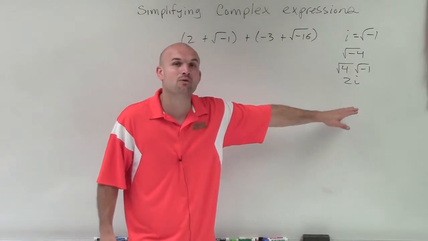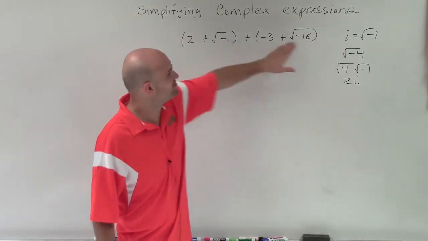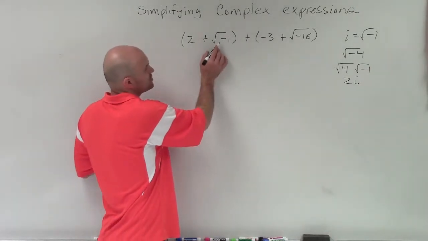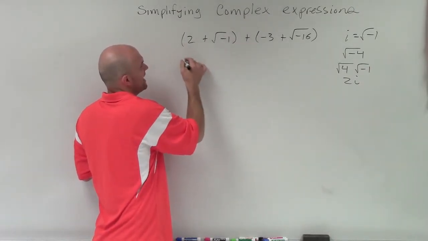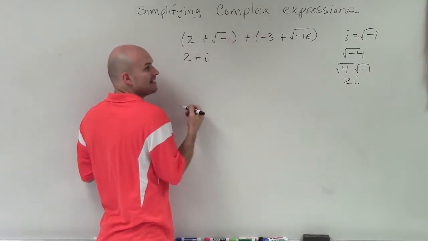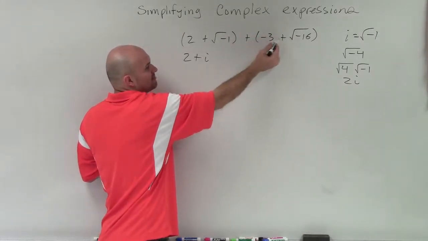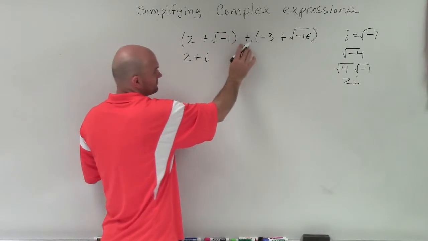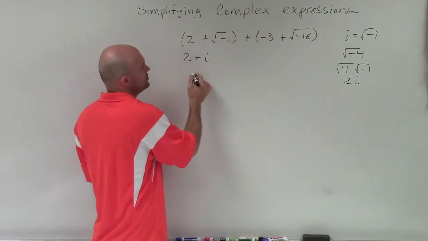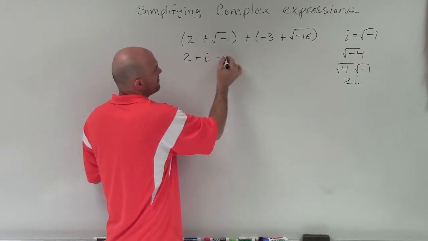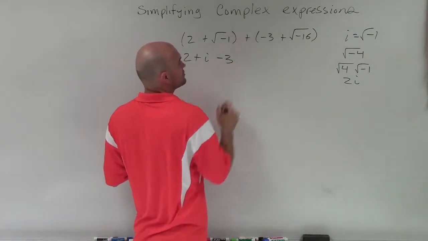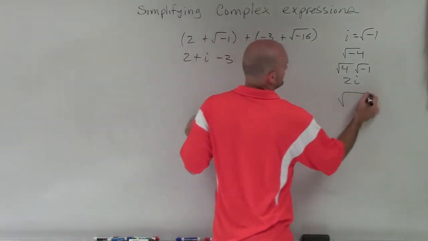So then I will have both of these values in terms of i, and then I can combine them. The square root of negative 1 we know just represents i, so that's going to be 2 plus i. And since I'm not subtracting, I can eliminate these parentheses because these are going to be the same value as they are inside the parentheses. So I have 2 plus i, and then minus 3, because plus and negative can be written as negative 3. And then the square root of negative 16.